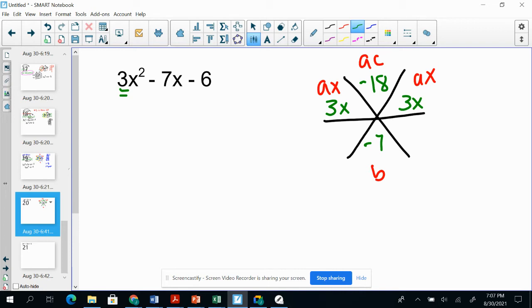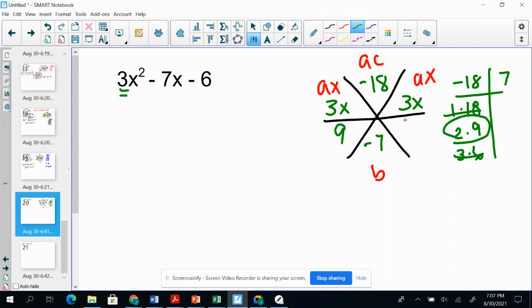All right, so I need to know multiples of 18 that will add or subtract to give me 7. So 1 and 18, 2 and 9, 3 and 6, and then we're back around again to 9 and 2. So 7 will not come from 1 and 18. It'll give me 19 and 17. 3 and 6 will give me 9 and 3. But 2 and 9 will give me 7. 9, 2. B is negative, so we know the big factor is negative.